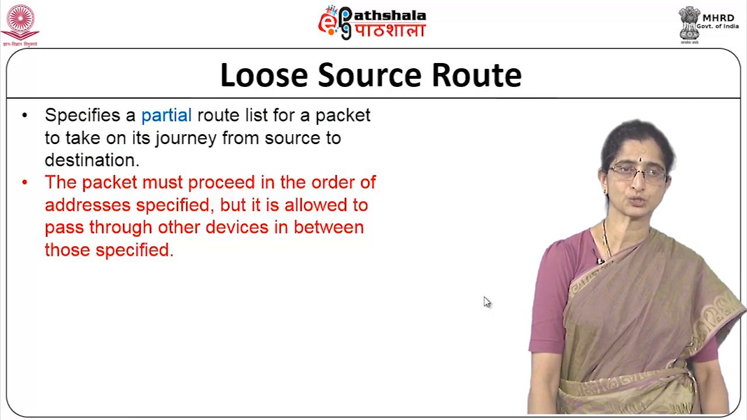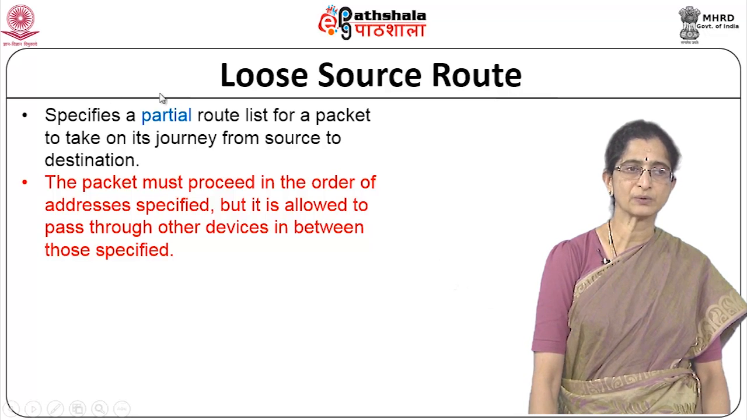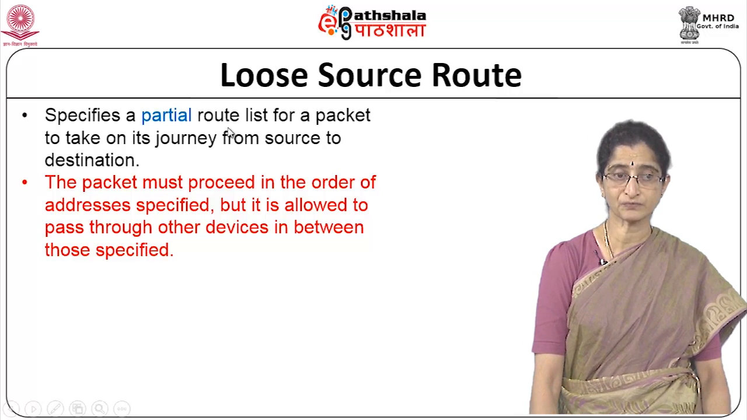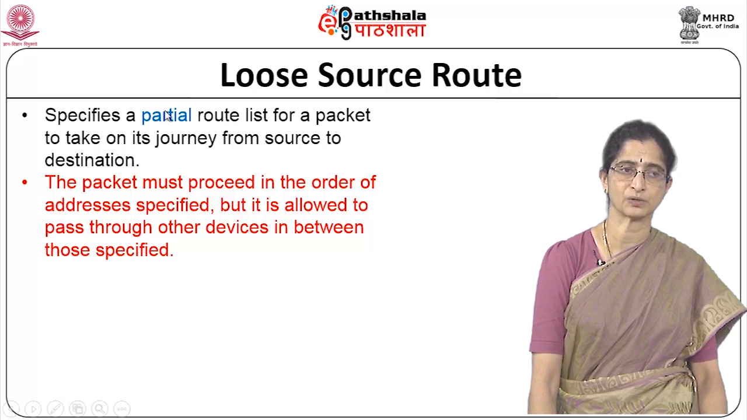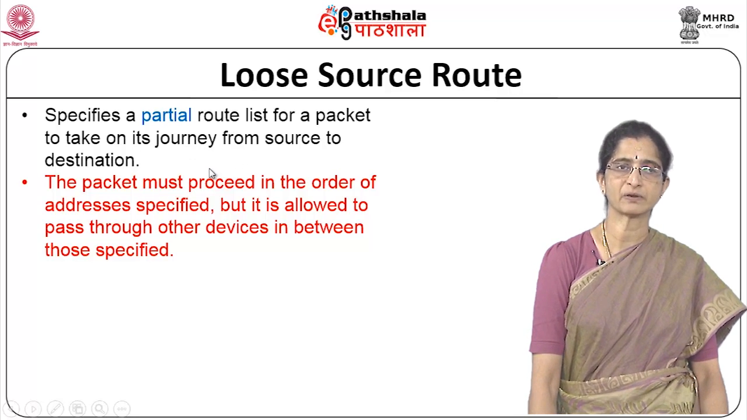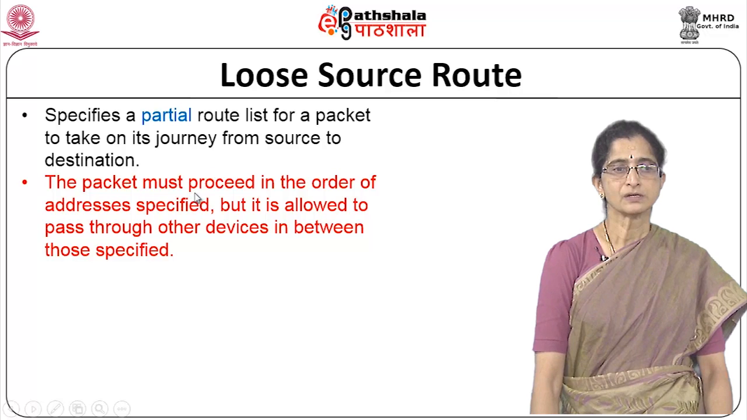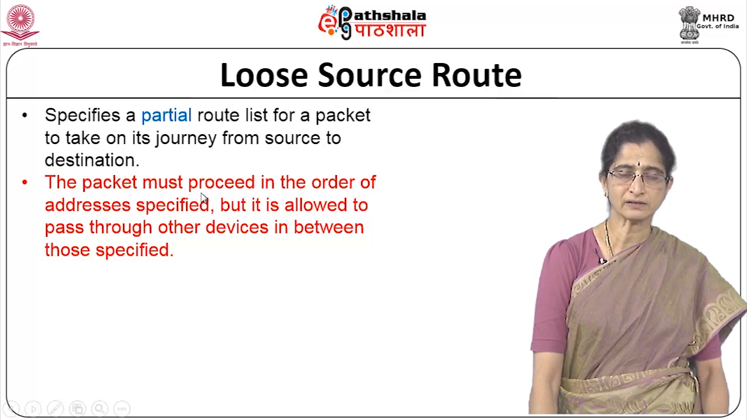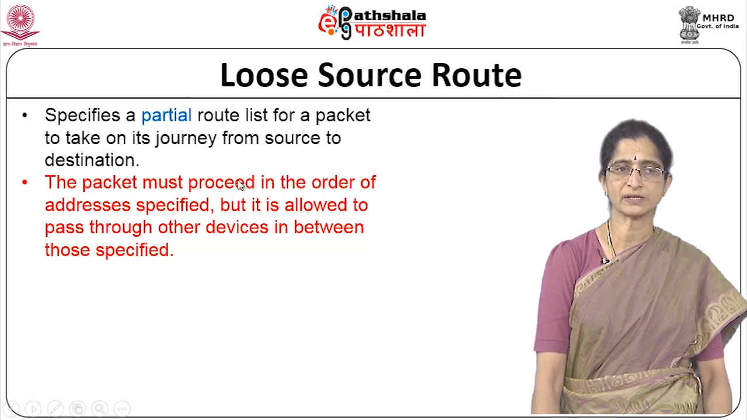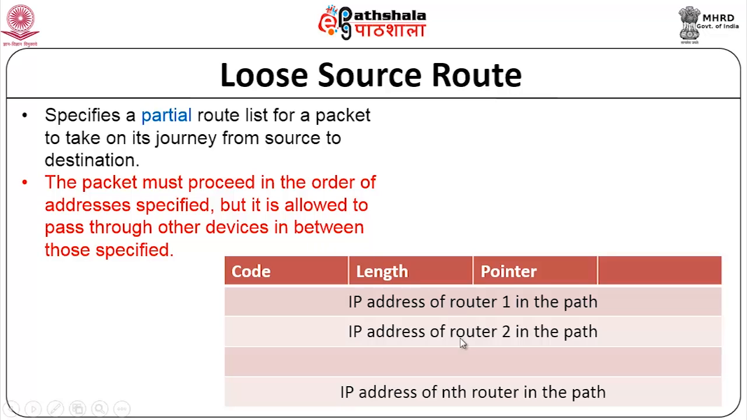Next is loose source routing. Loose source routing you can say is a partial route list. It is not a full complete route list, but a partial route list for the packet to take on its journey from the source to the destination. Here, it becomes loose source routing because the packet definitely has to visit the different routers that are specified here, but it is allowed to visit other routers also when going from one router to another.